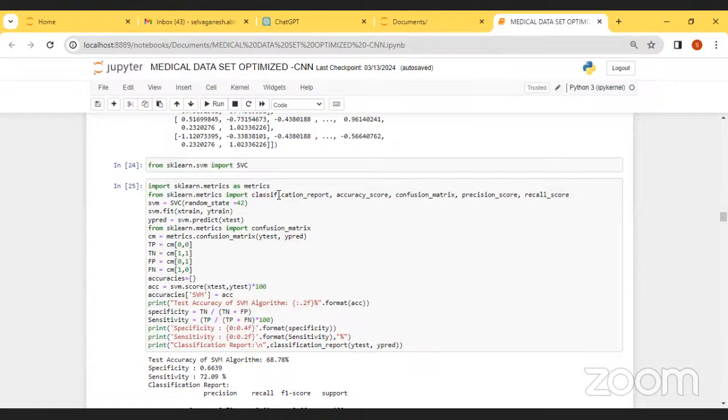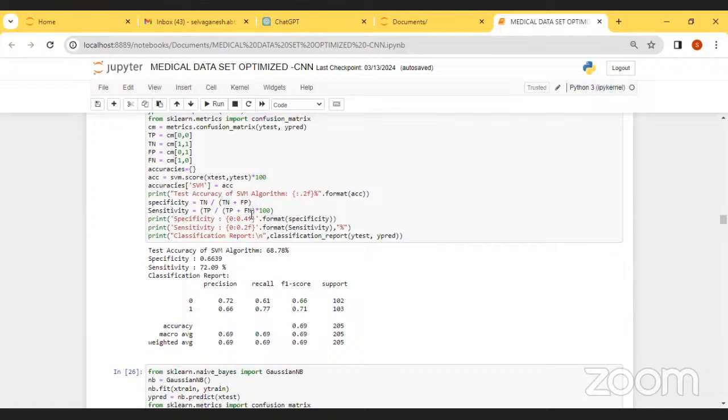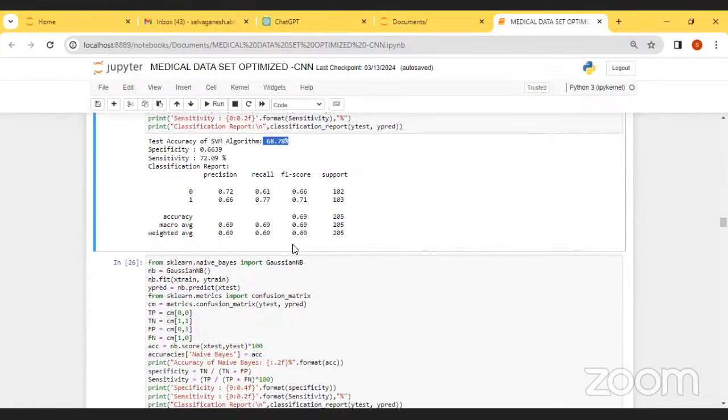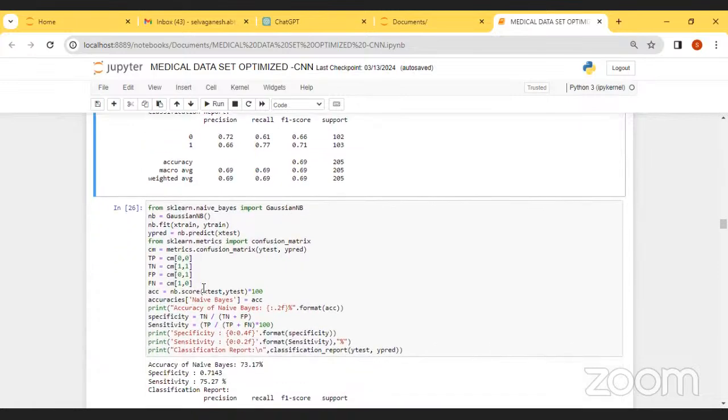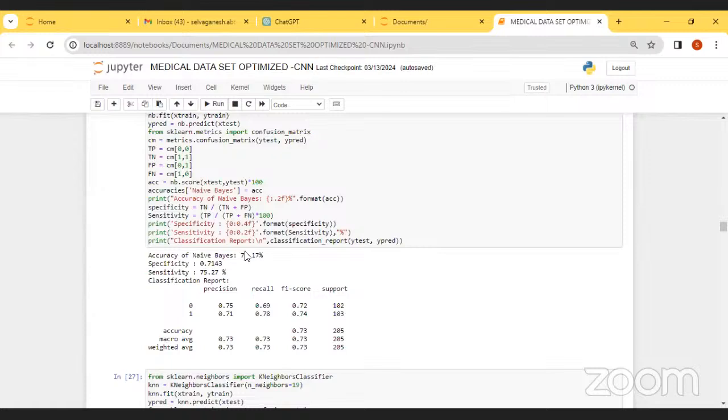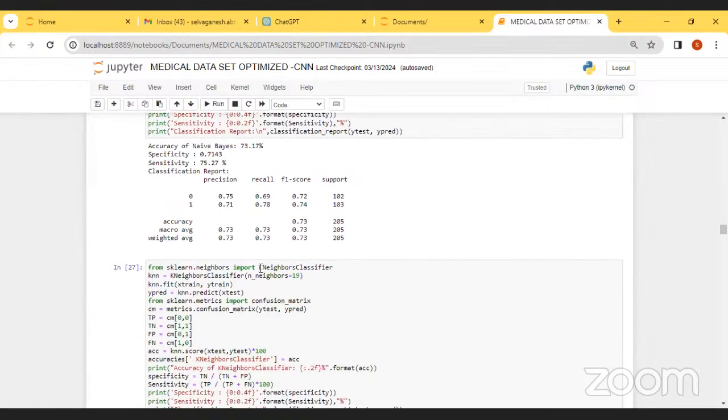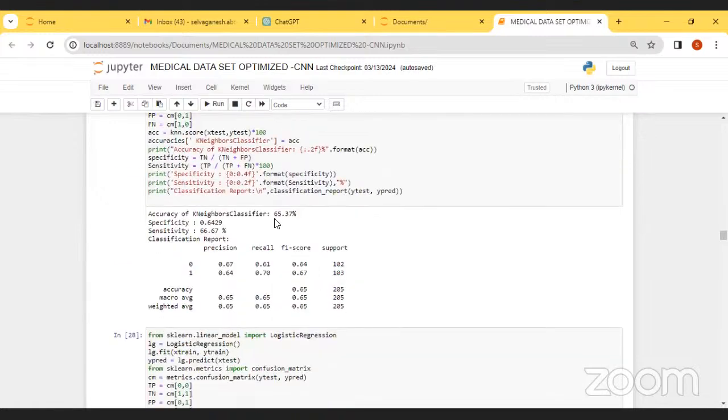First I introduce the SVC algorithm, support vector classification. From the cluster output, it gives an accuracy of about 68%. So using the SVM algorithm, the accuracy is 68%. Next, the Naive-Bayes algorithm has an accuracy of about 73%. One by one, the accuracy gets better. Next we use KNN. Using the KNN classifier, we have an accuracy of about 65%.